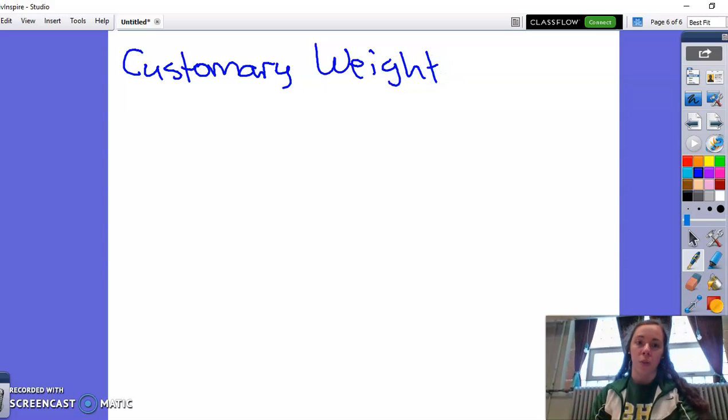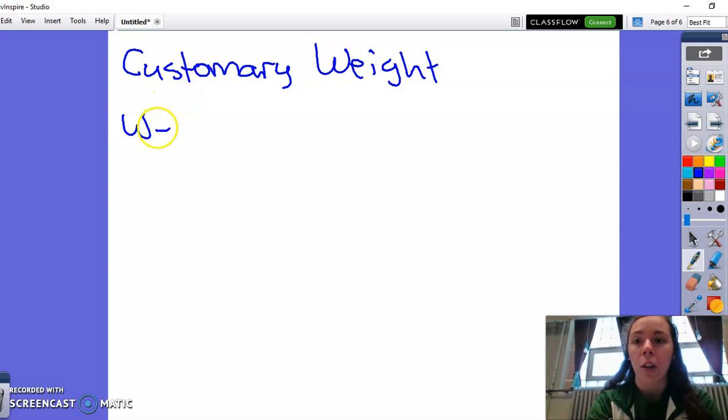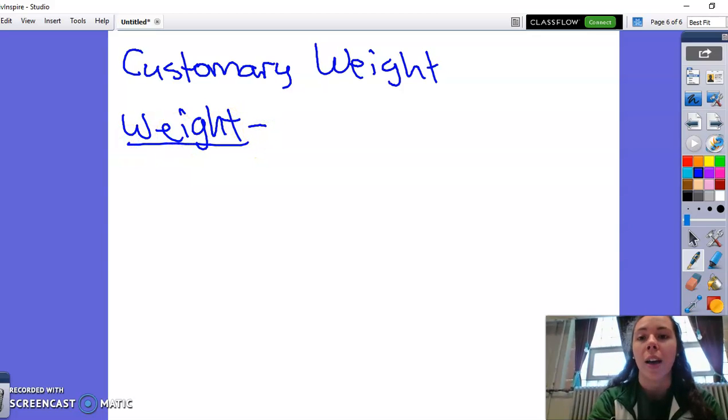Make sure in your math notebook that you put your title and page number in your table of contents as well as on this page. And like we've done for the last two videos, we're going to start by defining what weight is so that we know what we're working with. I'm sure you guys all have a pretty good understanding of what weight is. We know it as how heavy something is.